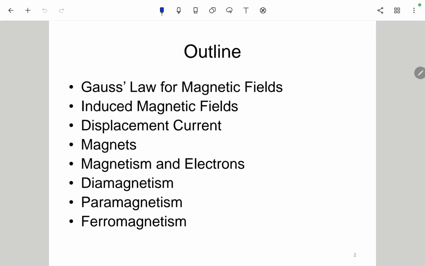So this is the outline of chapter 32 about the Maxwell equations. First of all, we will introduce Gauss's law for B fields, and then we'll introduce the induced magnetic field and also the displacement current. Actually, this is the Ampere's law. We would like to generalize Ampere's law into Ampere-Maxwell's law, so we will have something called the displacement current.